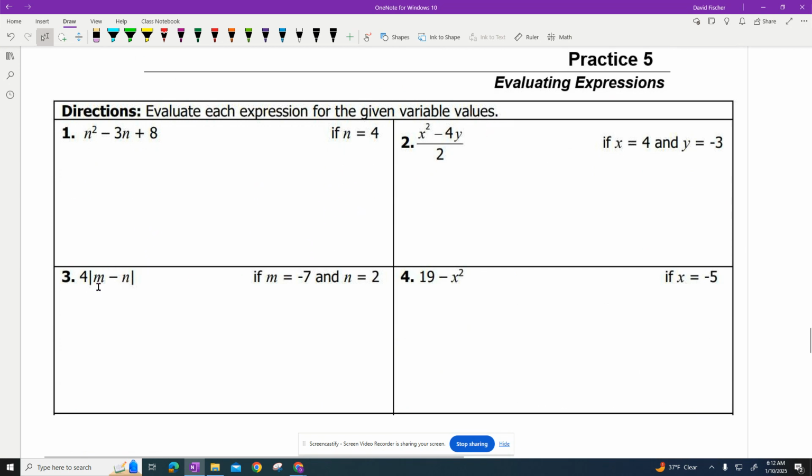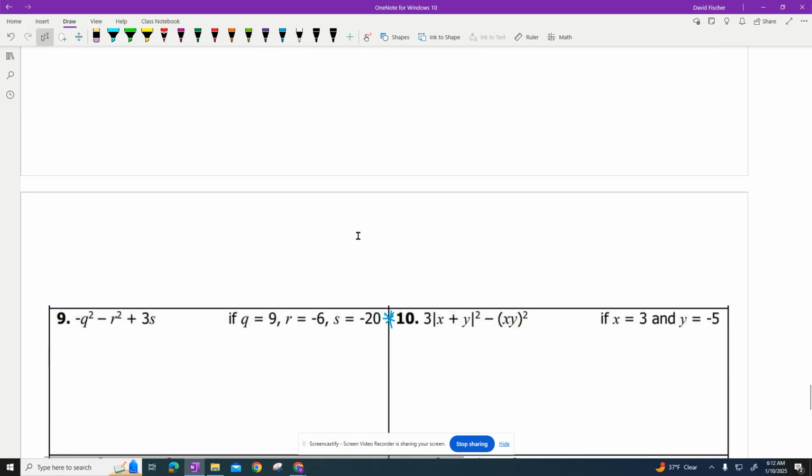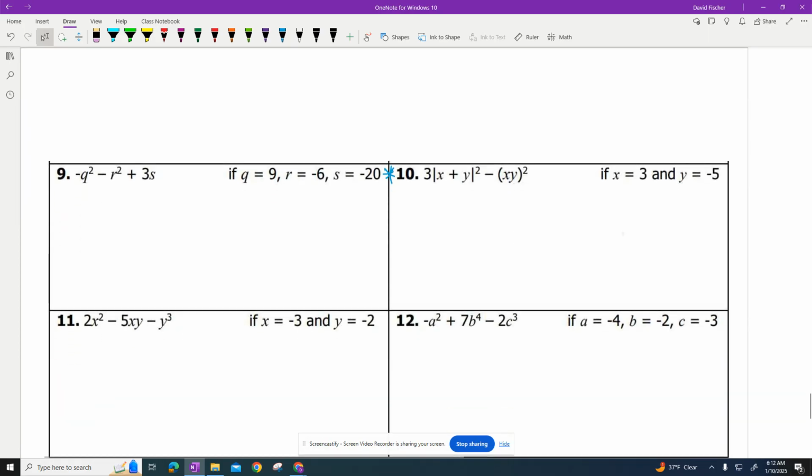On this one, when I have an absolute value with a negative 7 and a minus 2 there, we have to do the work inside the absolute value first, and then take the absolute value of the result. I think there was one that previous years' kids missed. Yep, there it is, number 10. It has an absolute value and an exponent. So let's do number 10 together, and then I'll set you free.